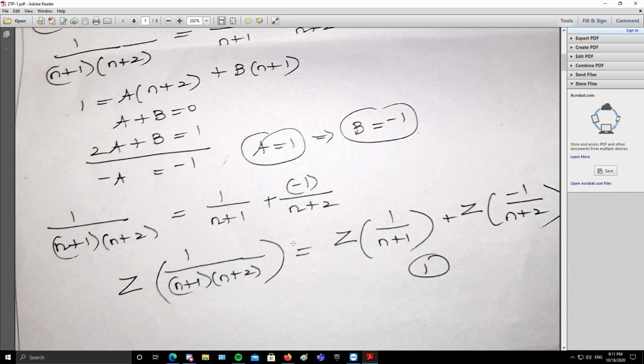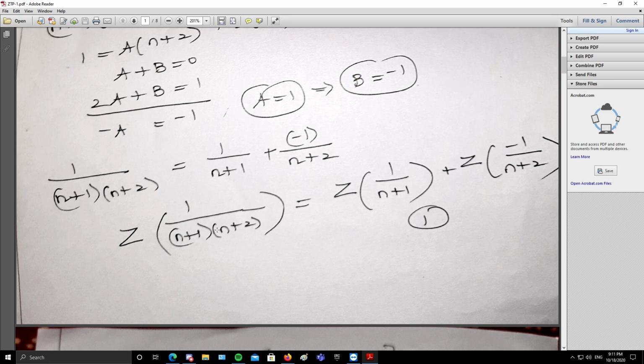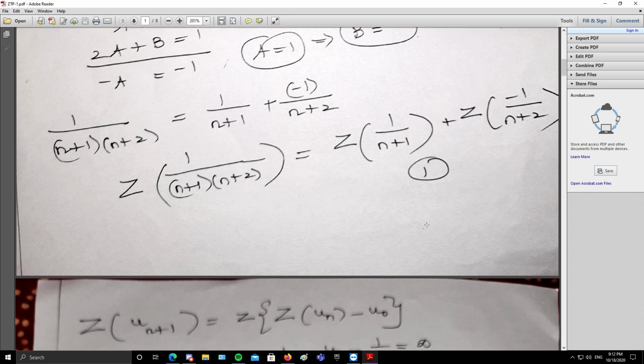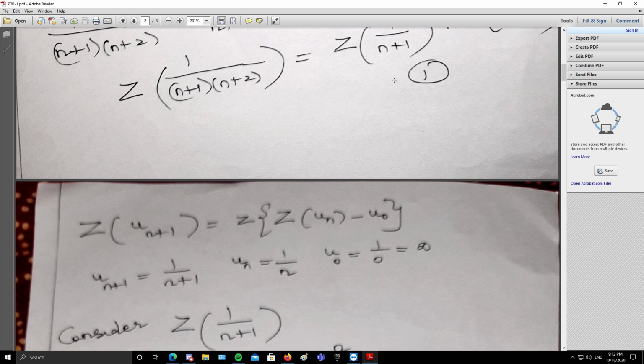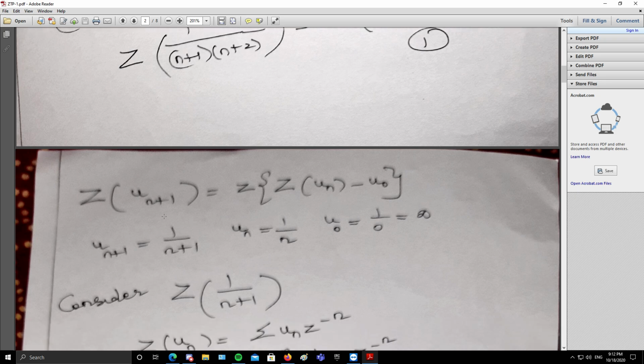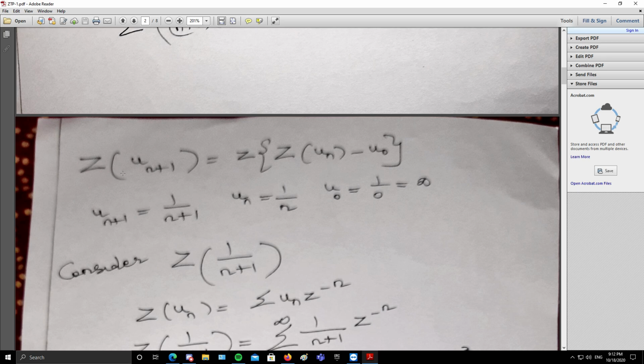So 1 by (n plus 1)(n plus 2) equals 1 by (n plus 1) minus 1 by (n plus 2). Take the transform on both the sides. So Z of the given nth term, 1 by (n plus 1)(n plus 2), is the same as the transform of 1 by (n plus 1) plus the transform of minus 1 by (n plus 2). Now you have n plus 1, n plus 2, that means shifting property. So let us do one by one. You have n plus 1. Write this property: Z of u(n plus 1) is z times [Z of u(n) minus u naught]. So u(n plus 1) is 1 by (n plus 1).